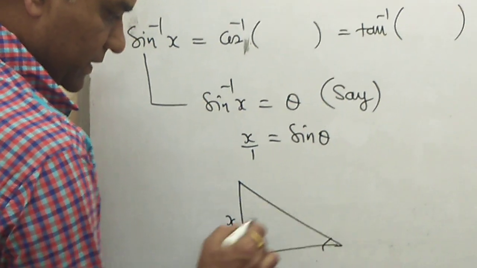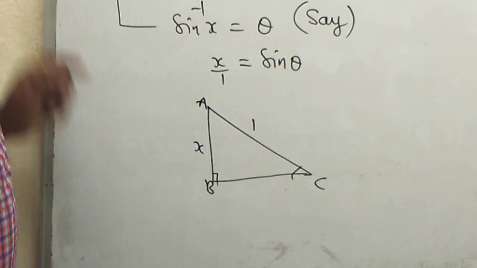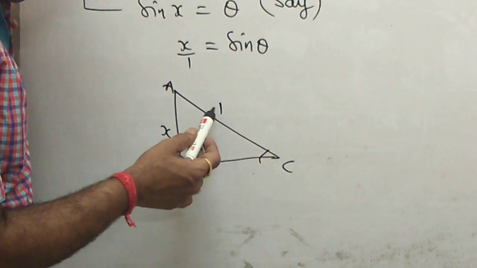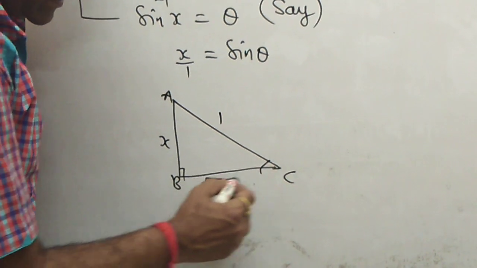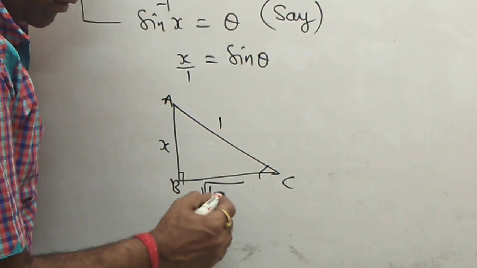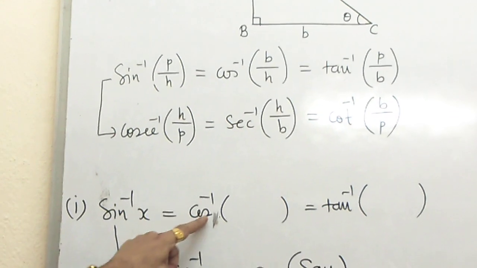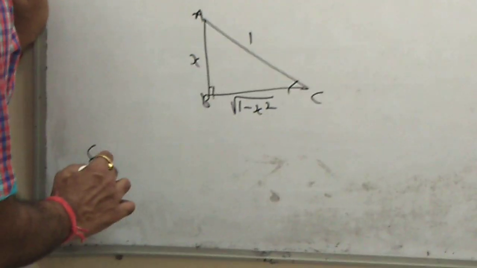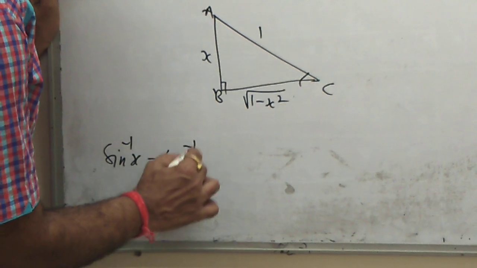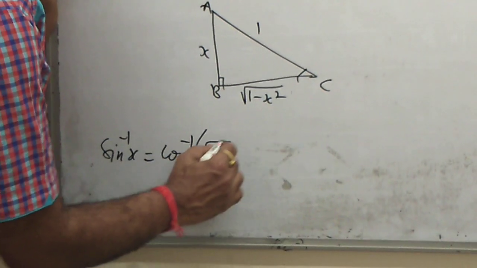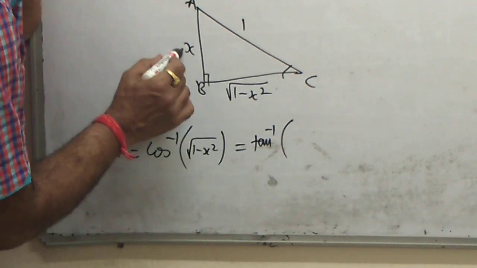So this is x, this is 1, A B C, and the right angle here. We find the base, because here we only know the hypotenuse and perpendicular. The base is the square root of hypotenuse square minus perpendicular square, so under root 1 minus x square. And now by this concept, sine inverse x equals cos inverse of this upon this, so cos inverse of under root 1 minus x square.